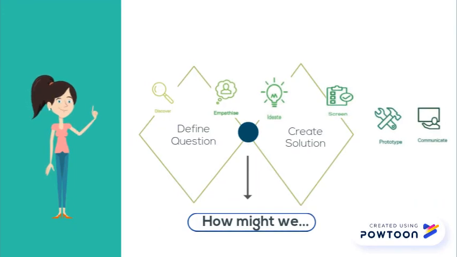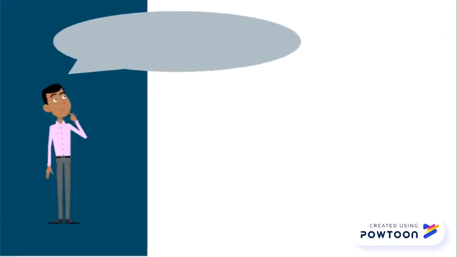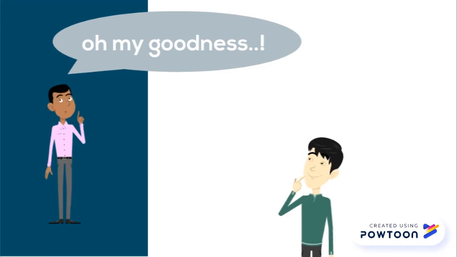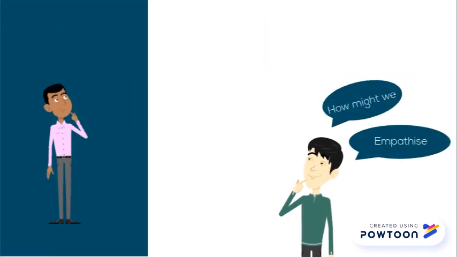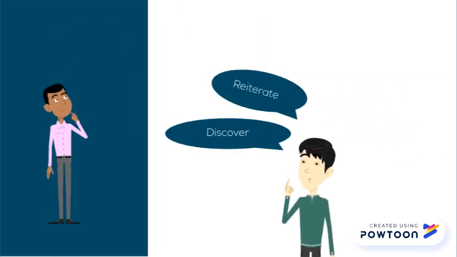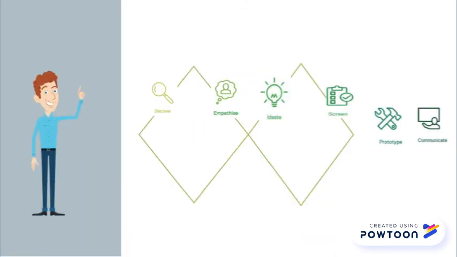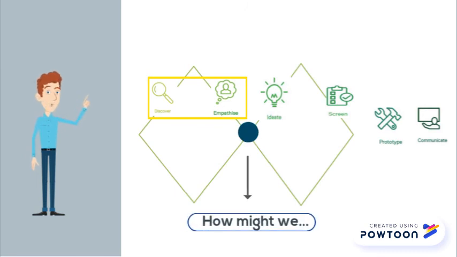If you feel like your how might we question is not quite right yet, you should reiterate the first diamond as many times as you need until you're happy with the result. Oh my goodness, that is a lot of information. Let's bring everyone back to revisit the important points. When starting a project, make sure you begin by discovering and empathizing. Remember, you're trying to find what your how might we question is.